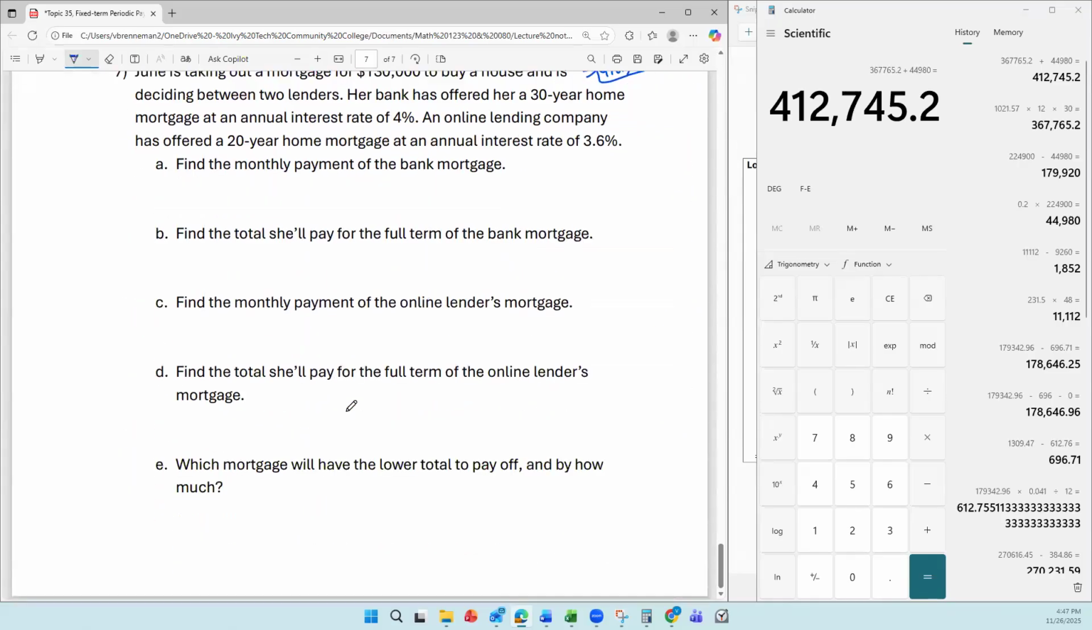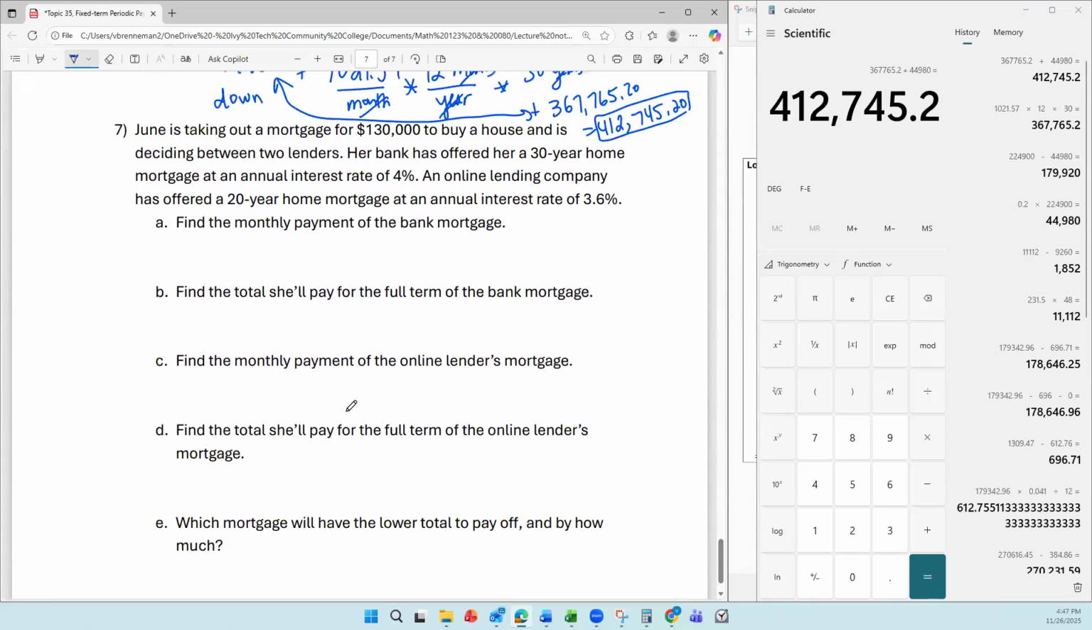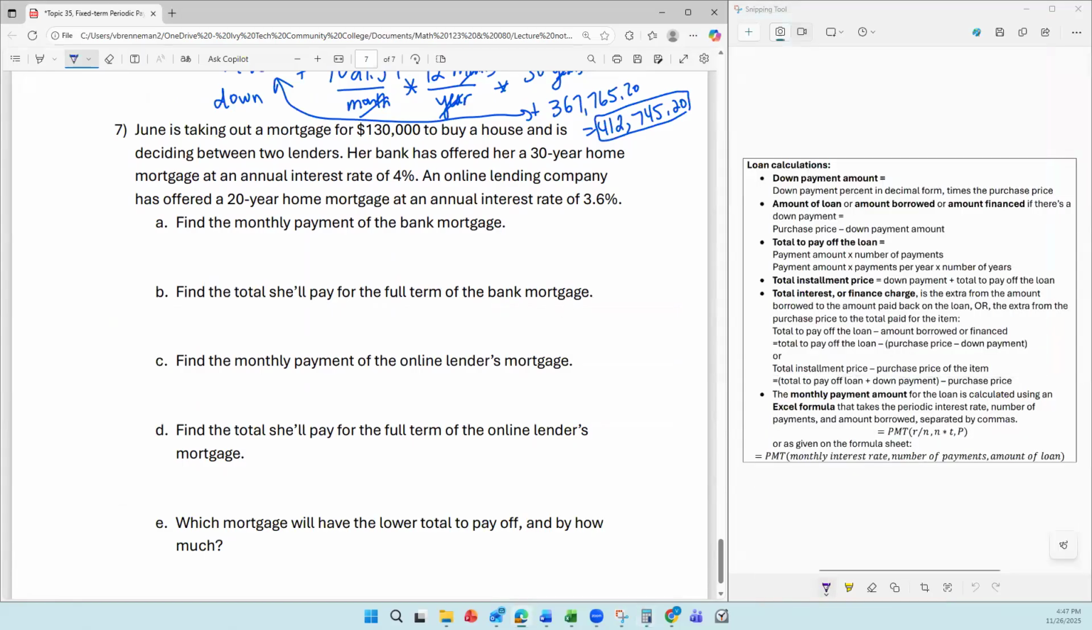Number 7, Gina is taking out a mortgage for $130,000 to buy a house. She has two possible lenders. The bank, 30-year mortgage, annual interest rate of 4%. Online lending company, 20-year mortgage at 3.6%. So let's look at the monthly payment for each of these.